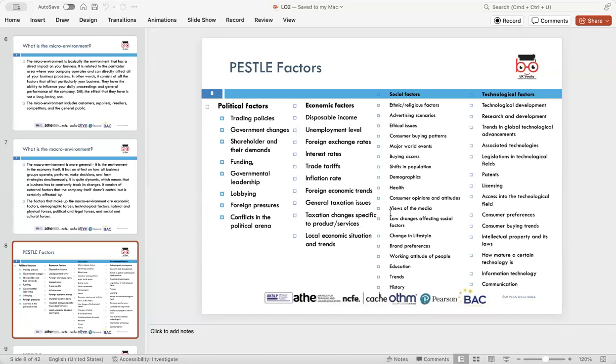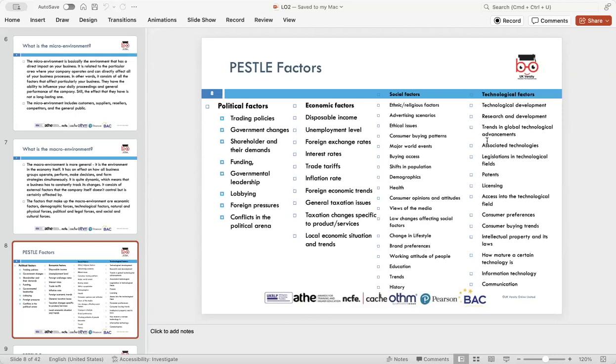Social factors encompass the cultural and social influences on businesses: ethical factors, cultural and religious considerations, consumer buying patterns, major world buying access, shifts in population, demographics, health, views of the media, and law changes affecting social factors. So, like a legal modification influencing social aspects.